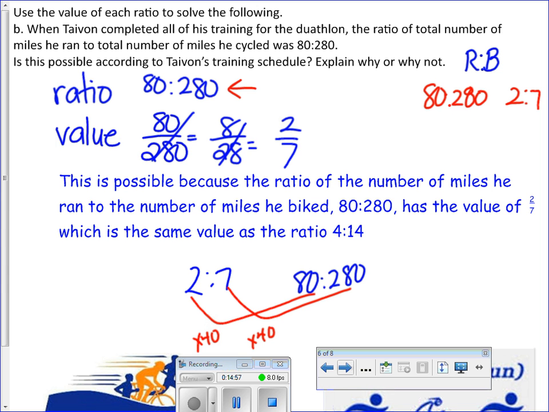So to summarize today's lesson, another way of finding equivalent ratios, instead of using double V, we can find equivalent ratios by looking at their value. And value is written as a fraction in simplest terms. So if two ratios have the same value, then those ratios are equivalent.